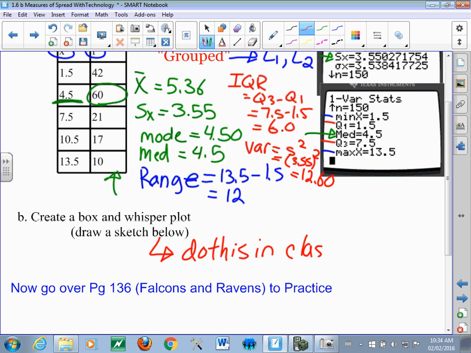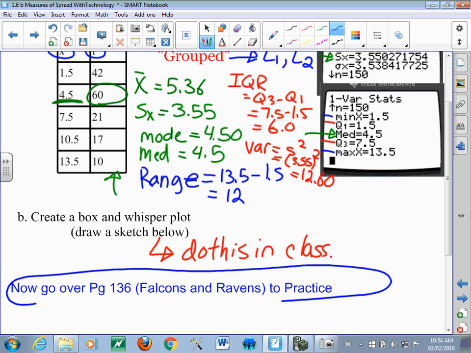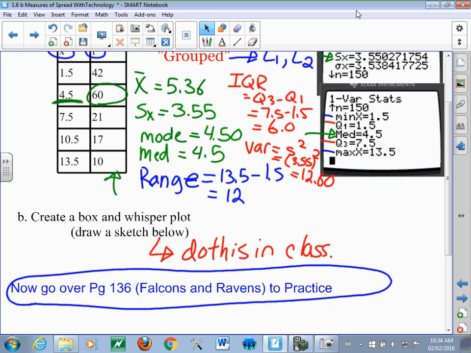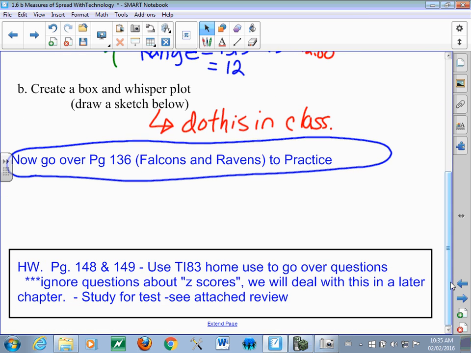Okay, so after you've got this practice, I do want you to go over this Falcons and Ravens practice example, on page 136. Get the standard deviation, mean, mode, median, what all they ask you to do. All right, so here's your homework. Use the TI-83. If you have a home use one, I can get that to you. If not, on these questions, I want you to ignore these Z-scores. We will deal with that later.